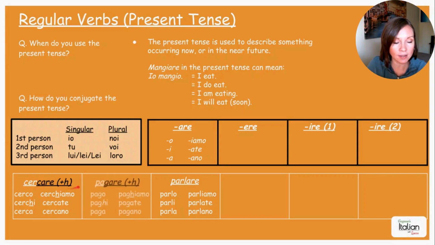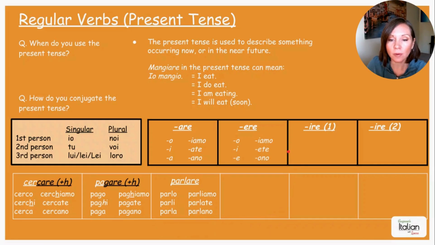Likewise, pagare, to pay. The same thing with the G: you need to add the H in there to retain the hard G sound that you get from a G-ARE verb. So pago, paghi, paga, paghiamo, pagate, pagano. So again, we added the H in the second person singular and the first person plural.